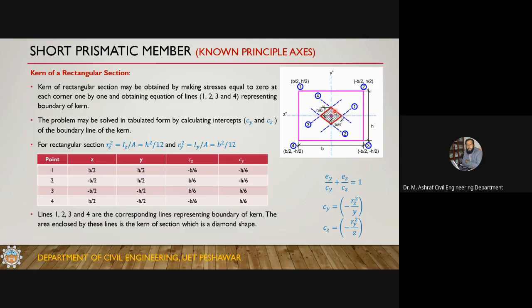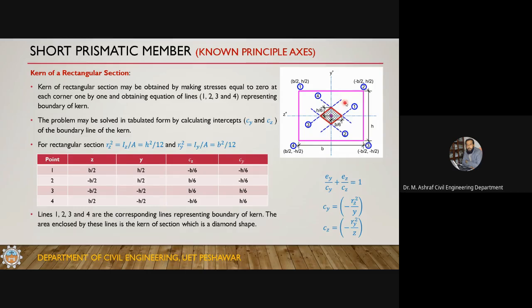If you apply the load at the boundary, let's suppose at this point, can you see the pointer? If you apply the force at this point, point number 4, because this point lies on line number 4 and line number 3, the stress at this will be 0. In fact, the stress on this whole line will be equal to 0.